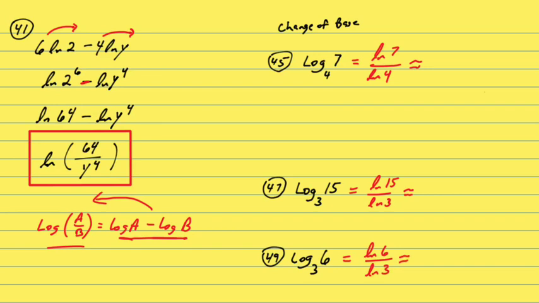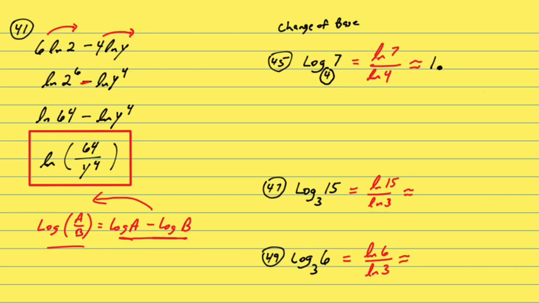Now I'd like you to think with me a minute here, please. 4 to what power is 7? 4 to the 1 is 4. That's less than 7. What's 4 to the 2? 16. That's bigger than 7. So it's between 1 and 2. It's going to be 1 point something.